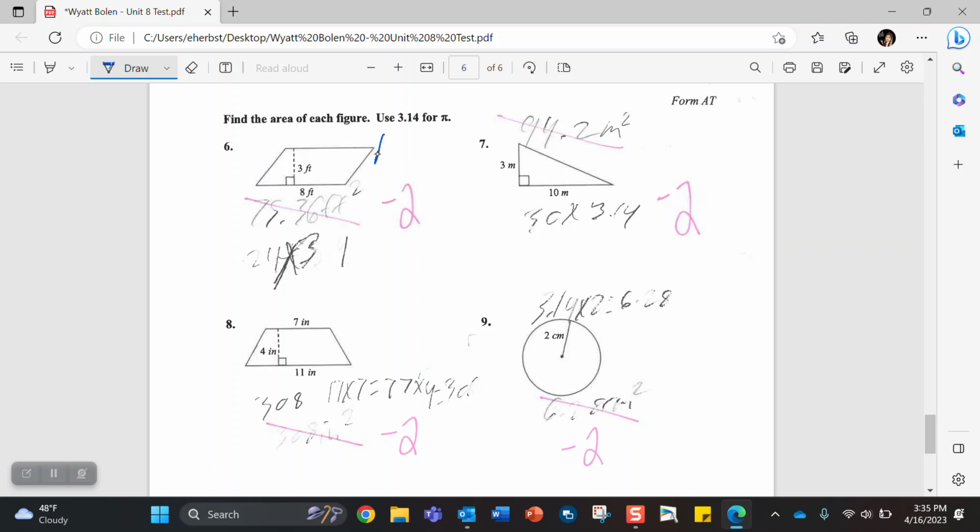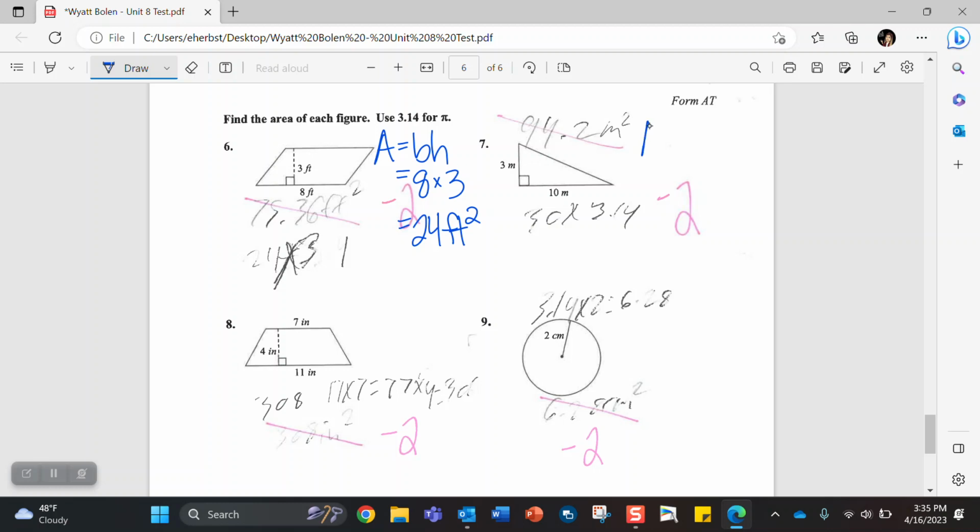So here we go. The first one's a parallelogram, and for a parallelogram we do base times height. It's kind of like a rectangle, but slanted. So we don't do length times width anymore, we do base times height. This one should have been a simple 8 times 3, which is 24. They do need units. Area is always squared, so 24 feet squared.